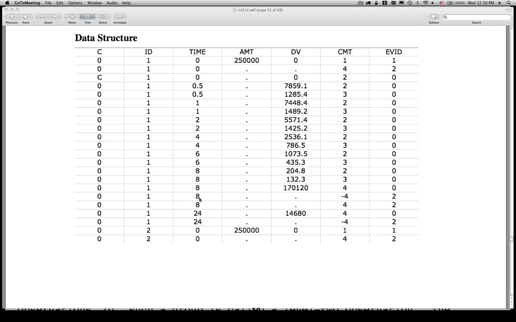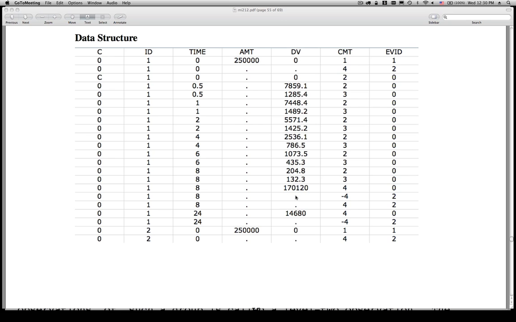So then the next record here, which is happening at the same time, but it has to be ordered in this way, is going to be the event ID 2. This event ID 2 signifies an other record. And what are we doing there? We're setting it to -4. There's no dependent variable. There's no observation. We're just turning off the compartment.